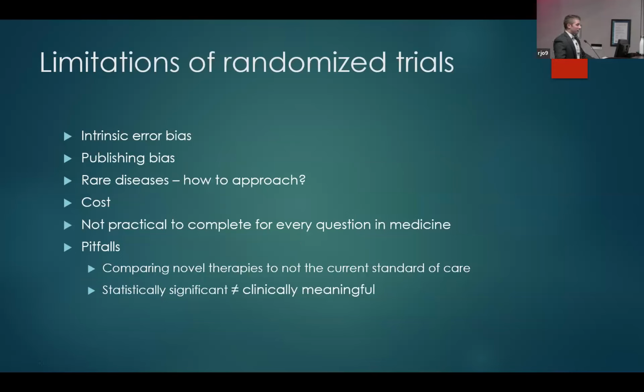As far as limitations, randomized controlled trials, again, do not necessarily tell you the truth. They have limitations and problems. There's always an intrinsic error bias that just because you have a % chance of something working, you still could be wrong. Publishing bias: most studies that are published are positive, so you're not seeing all the negative studies. And if you took all of those, then the forest plots in your meta-analyses, which we didn't talk about today, would look a lot different.